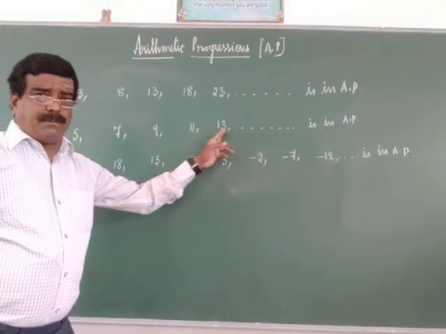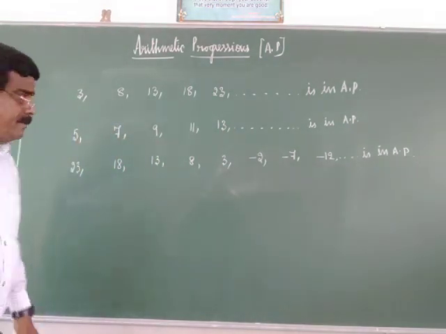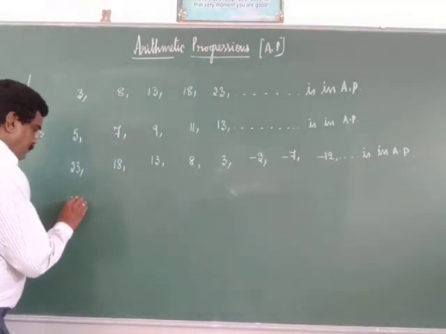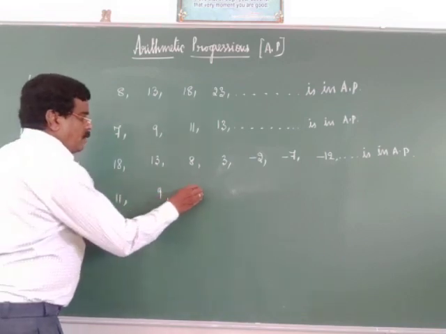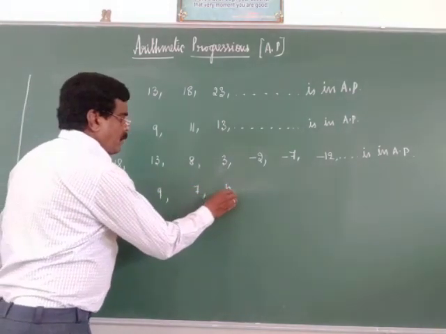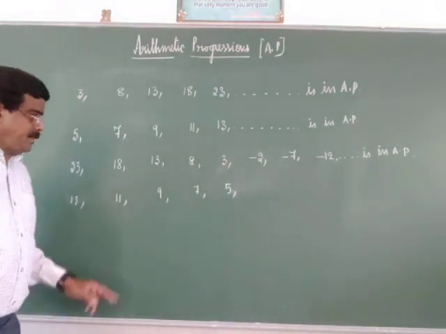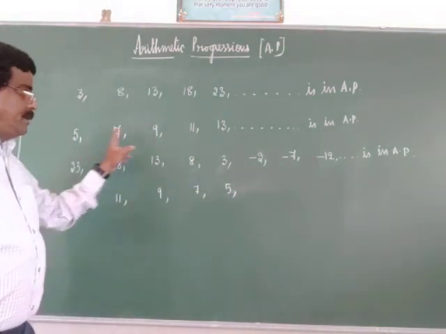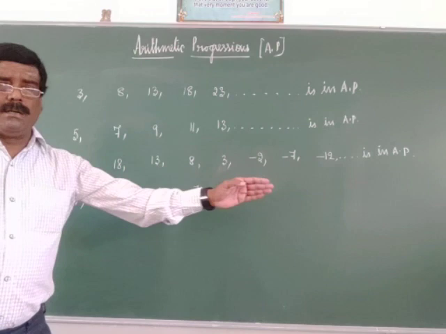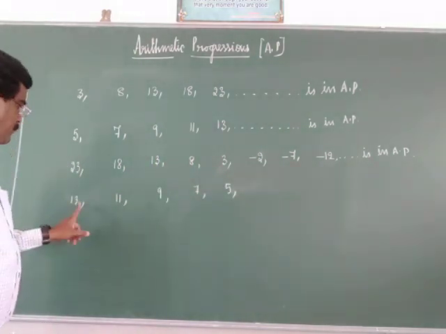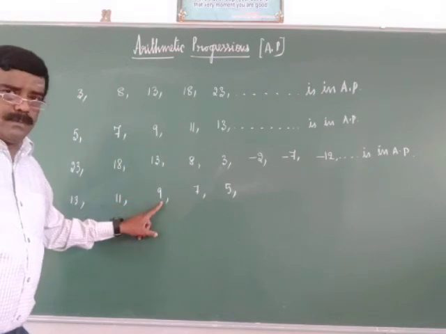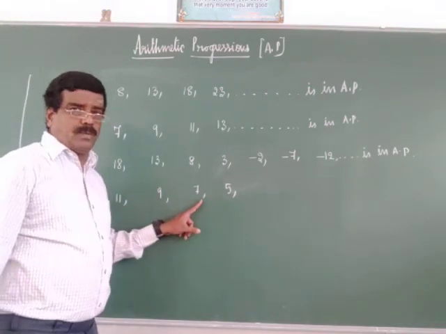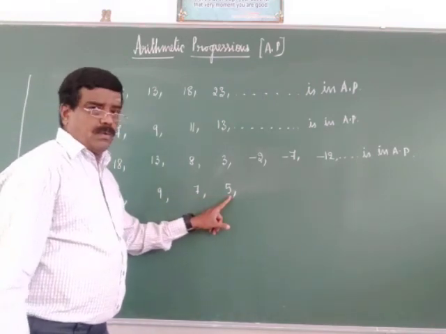Now let us come to the fourth example, the reverse of the second example: 13, 11, 9, 7, 5. But you have to write still more terms. 13 minus 2 is 11. 11 minus 2 is 9. 9 minus 2, 7. 7 minus 2, 5.